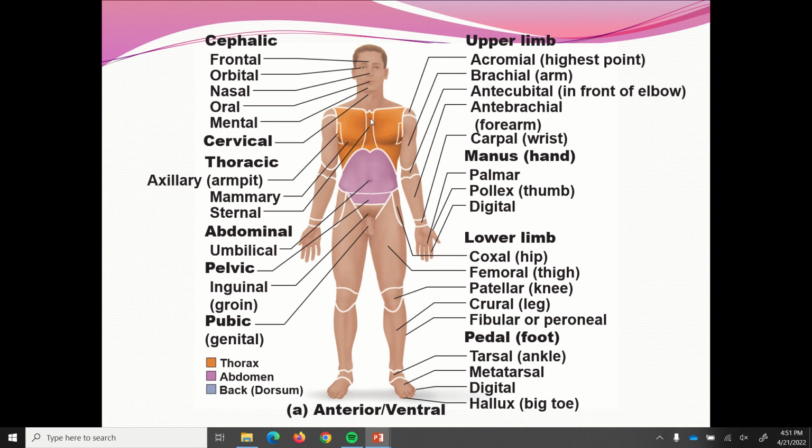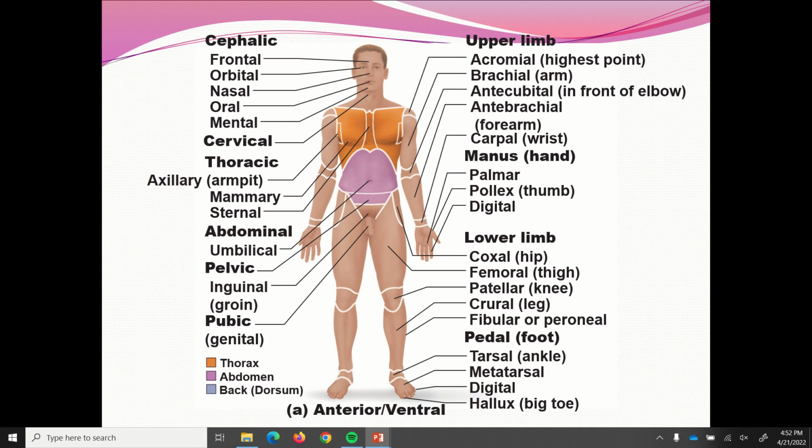Within the thoracic, we see the sternal, which is the breastbone. The mammary, which is also called pectoral, which are the breasts. The axillary, which are the armpits. In the abdominal, there is the umbilical, which is the belly button. Inferior to the umbilical is the pelvic. Inferior to the pelvic is the inguinal or groin. Inferior to the groin is the pubic or genital. So notice that's the axial division and the regions within.